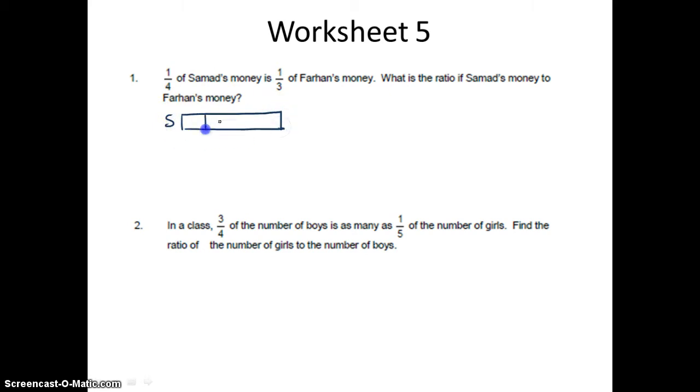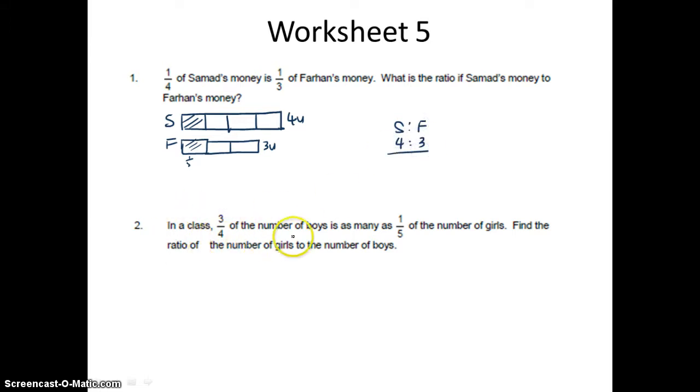I know Samad has 4 units. 1/4 is the same as Farhan's 1/3, so Farhan would have 3 units. So I know Samad has 4 units, Farhan has 3 units. What is the ratio of Samad's money to Farhan's money? So Samad to Farhan would be 4:3.